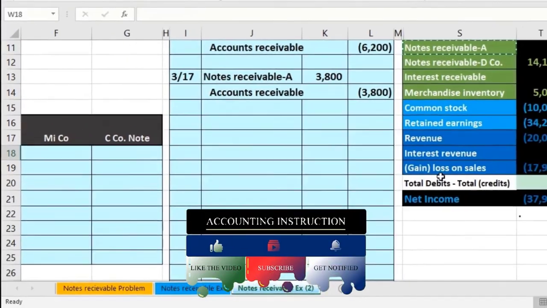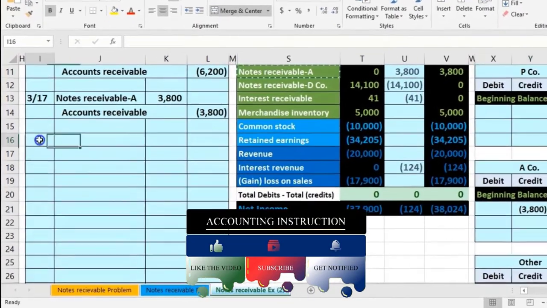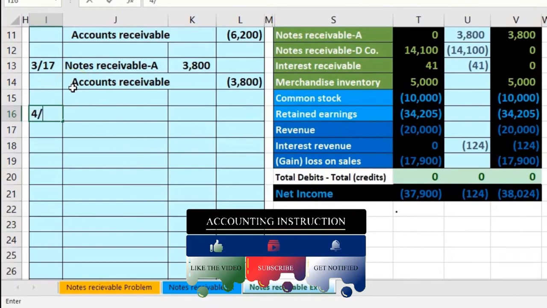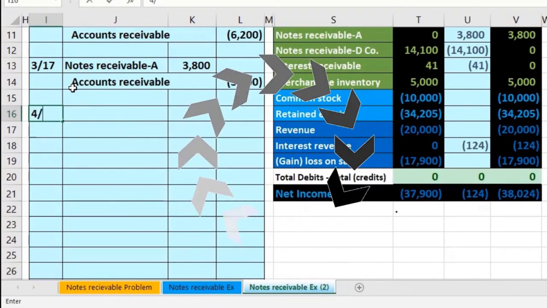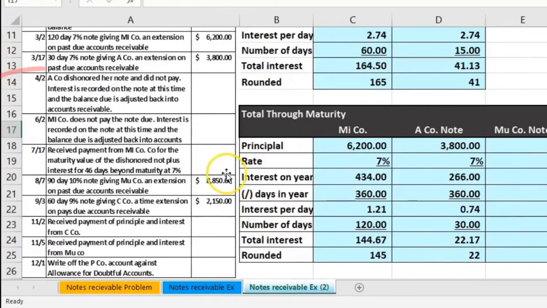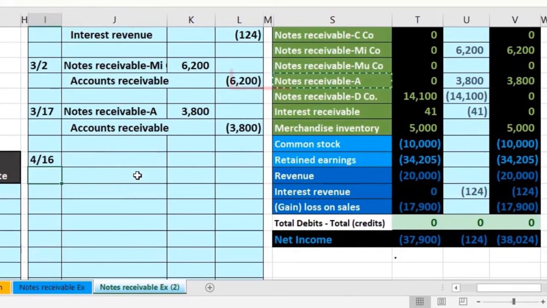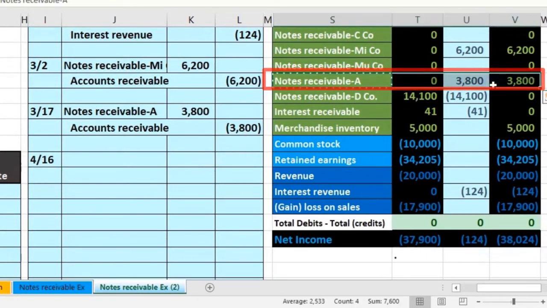So we're going to scroll back over here and we're going to say, when did this happen on 4? I think it was 4/16, was it? Let's check it. It's on 4/2. So on 4/2, we're going to say that we had this note receivable from a company that's not going to be paid. We're going to put it back in to accounts receivable.